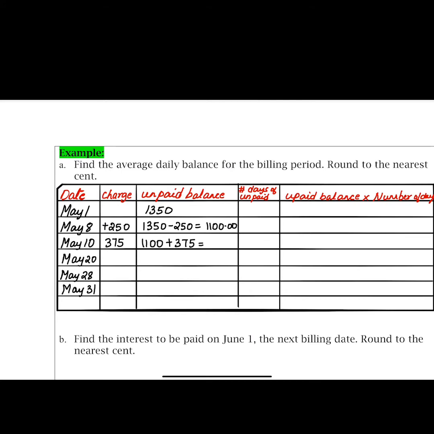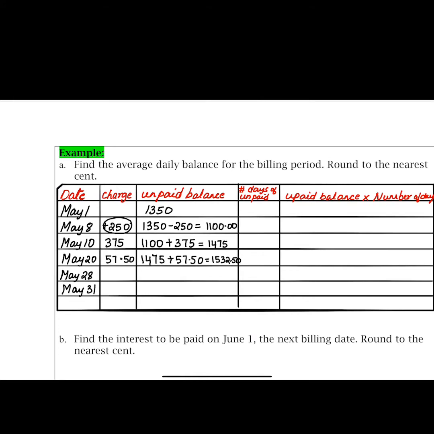$375. Remember, if you pay something, you will take off from your balance. And if you make a charge, you will add to your balance. Okay, just keep that in mind. And I will end up with $1,475. And on May 20th, I think he or she buys books, which is $57.50. It's another charge. When it's a charge, what do I do? I go ahead and add it to my balance. $57.50. And that will give me $1,532.50. Let me squeeze this 15 here.